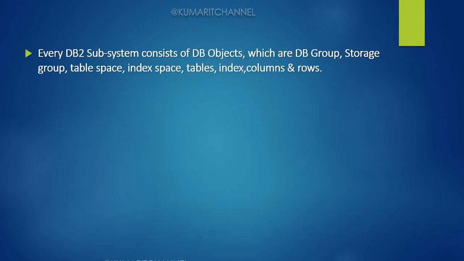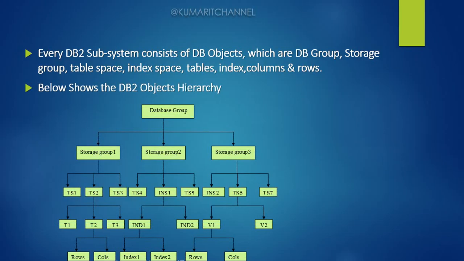Moving on to the next thing. Every DB2 subsystem consists of DB2 object groups, then database groups, then storage groups, table space, index space, tables, index, columns, and rows. This will be the hierarchy. At a quick glance, if you look at the graph shown here, it starts with the database group. When we are installing DB2, first it will have a database group. Under the database group you can see storage groups, and within the storage group, let's say you have development, QA, and prod. That way we can divide, or maybe we can create separate database groups as well, and within that you can have a storage group.